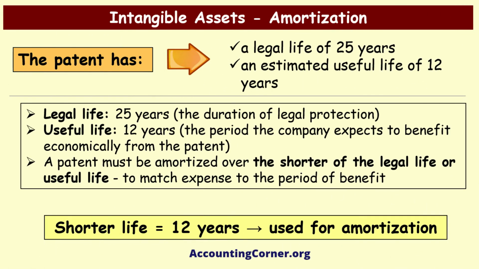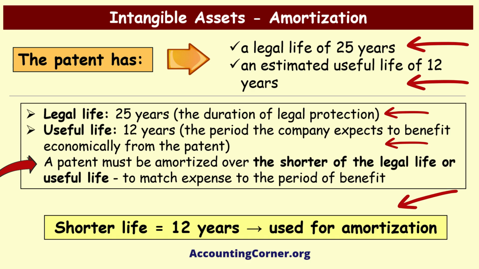The patent in this example has a legal life of 25 years, which is the period of legal protection. A useful life of 12 years, which is the time the company expects to receive economic benefits. Under US GAAP, we must amortize the patent over the shorter of the legal life or the useful life. In this case, the shorter life is 12 years, so that's the period we will use for amortization. This ensures the expense is matched to the period when the asset provides benefits.